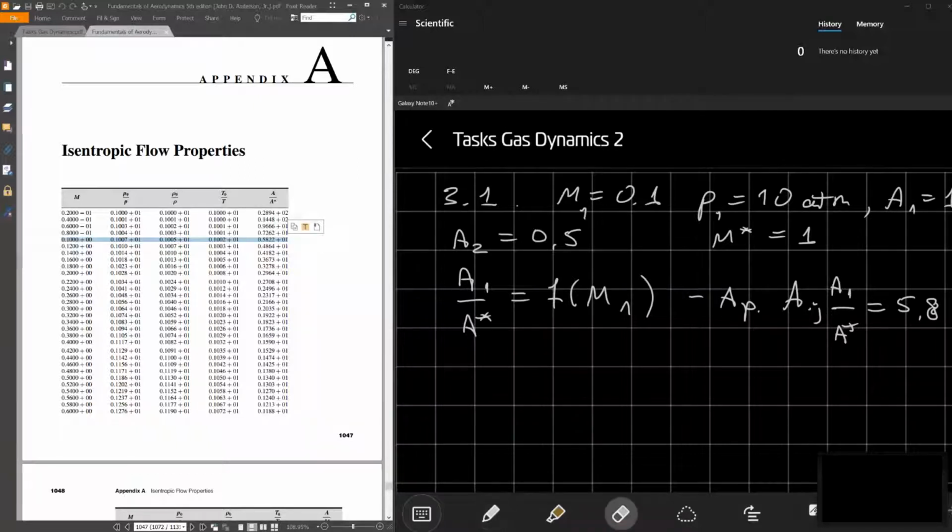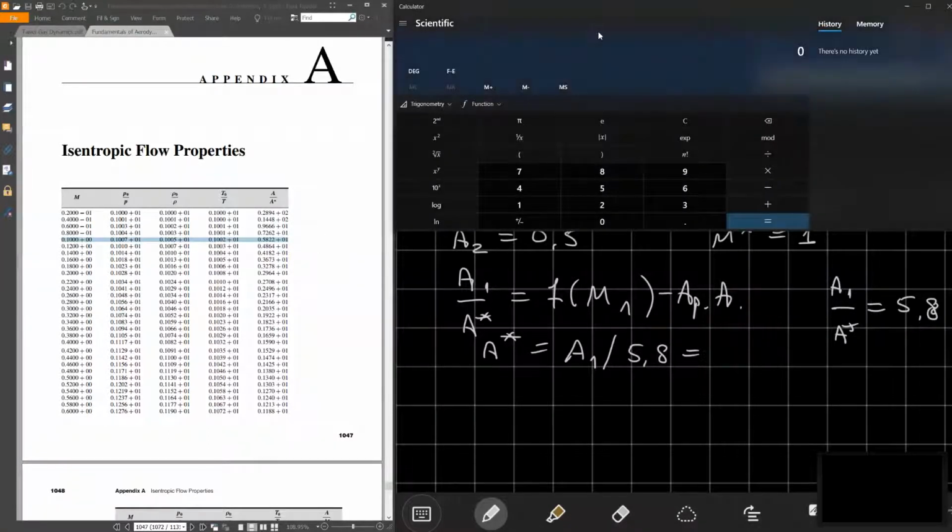So probably it became a bit dense, so appendix A I will put here. So let's calculate. A asterisk is A1 divided by 5.8, and I will calculate here 1 divided by 5.8, 0.172. This is my area of the throat.